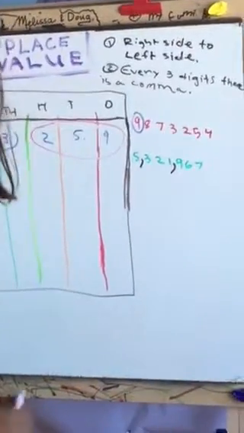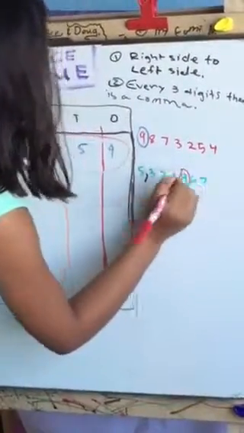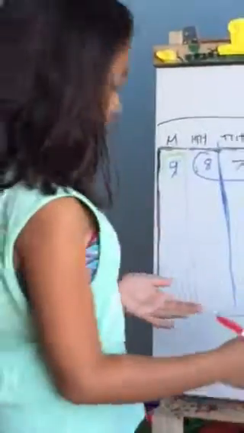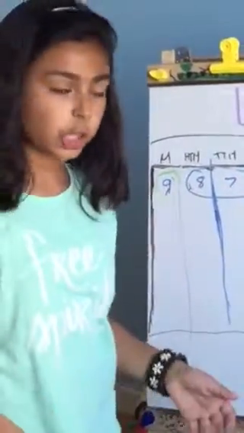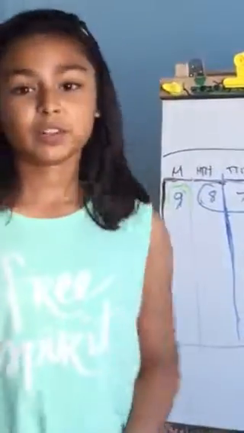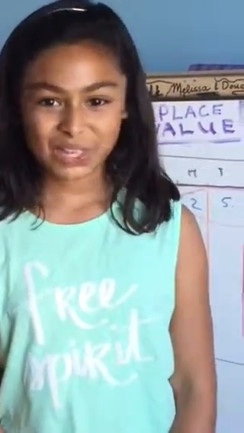What does the 9 represent? What does this circled number represent? Well, we just did it. It represents 900. So there you go. This 9 represents 900. And thank you for watching this place value video. I hope you learned a lot, and thank you for watching.